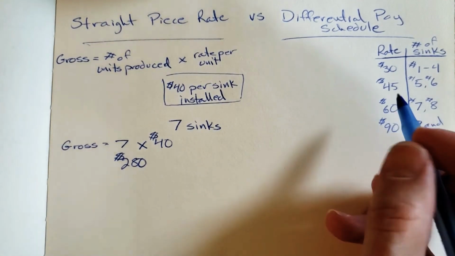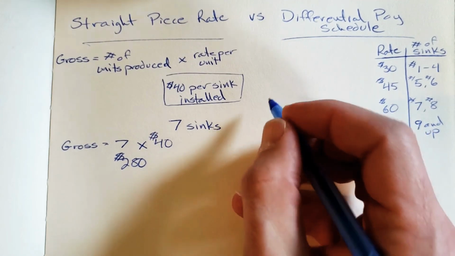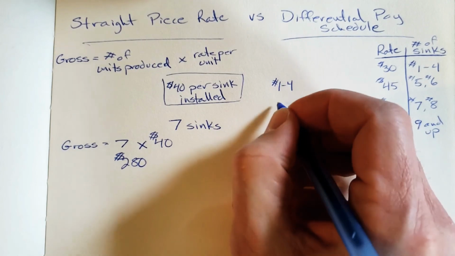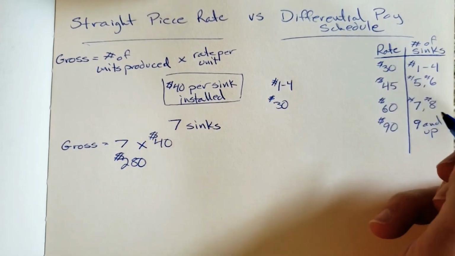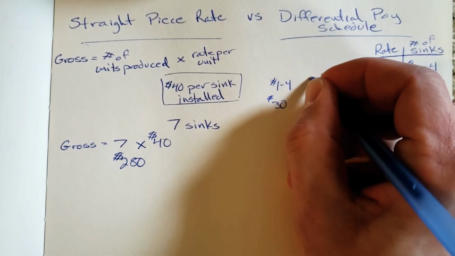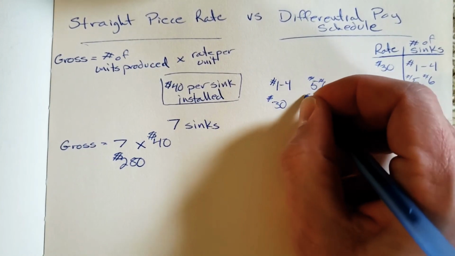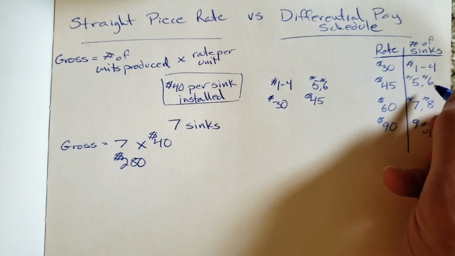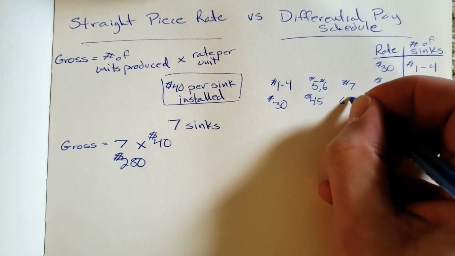And so what you would look at is, all right, well, that means that for sinks 1 through 4, they're going to get $30. And for sinks 5 and 6, they're going to get $45. And for sink number 7, they're going to get paid $60.